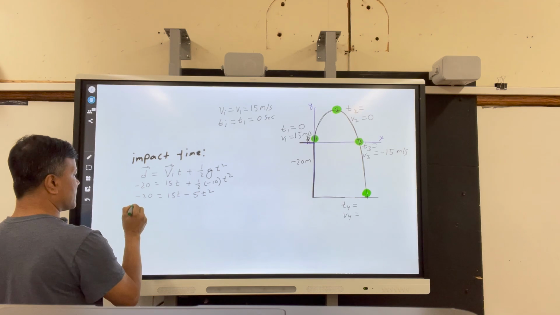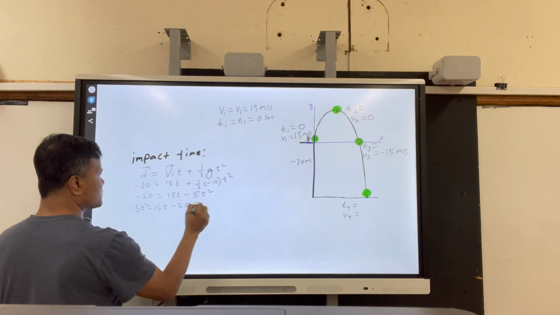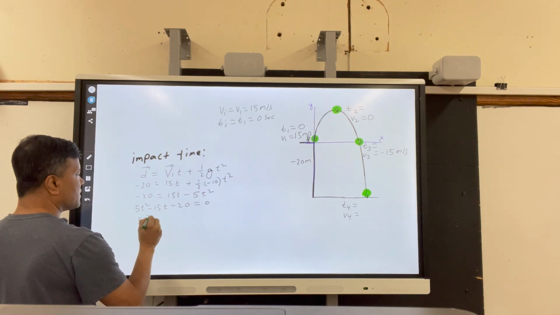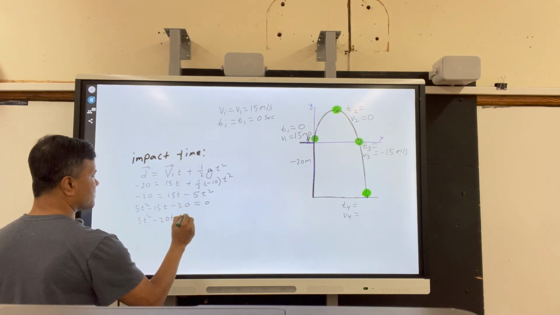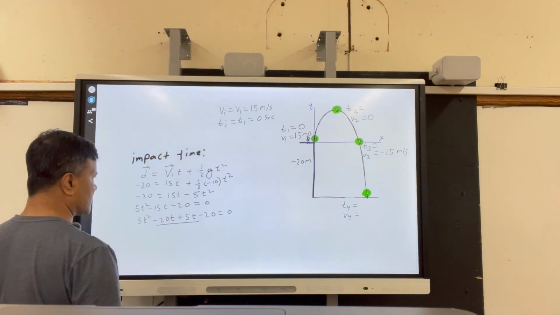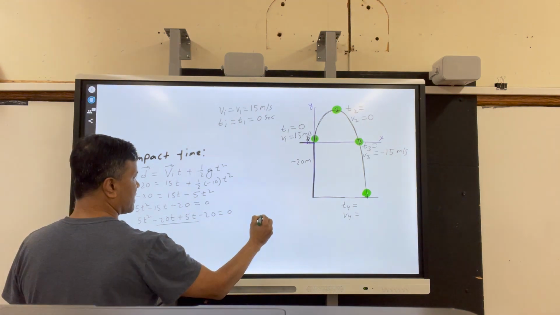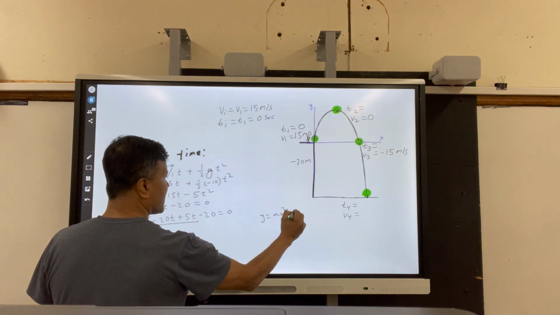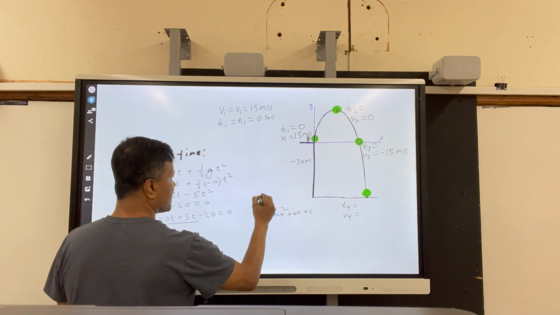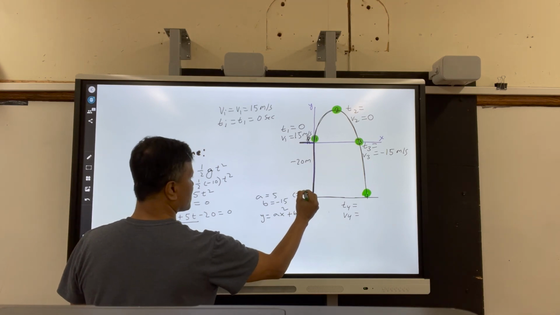Now I'm going to move everything to the left. So 5t squared minus 15t minus 20 is equal to 0. You don't have to use the quadratic formula, you can factor it out. So 5t squared minus 20t plus 5t minus 20 is equal to 0. This is what I learned long time ago in second grade or third grade. So how do you do that? I told you that y is equal to ax squared plus bx plus c, right? A is 5, b is negative 15, and c is negative 20.